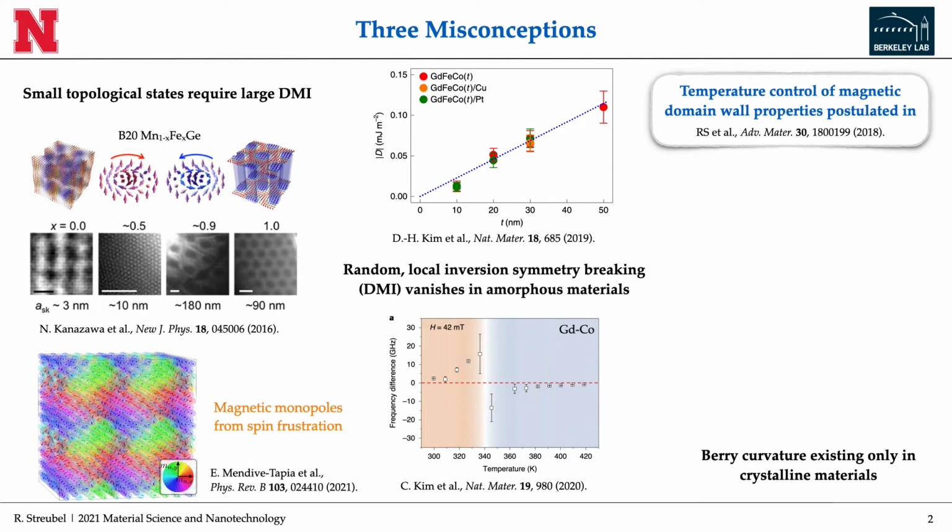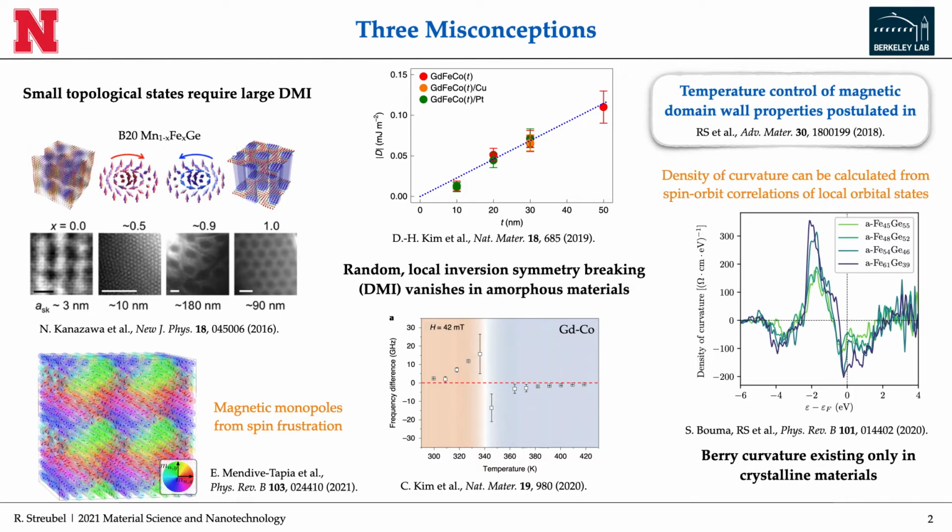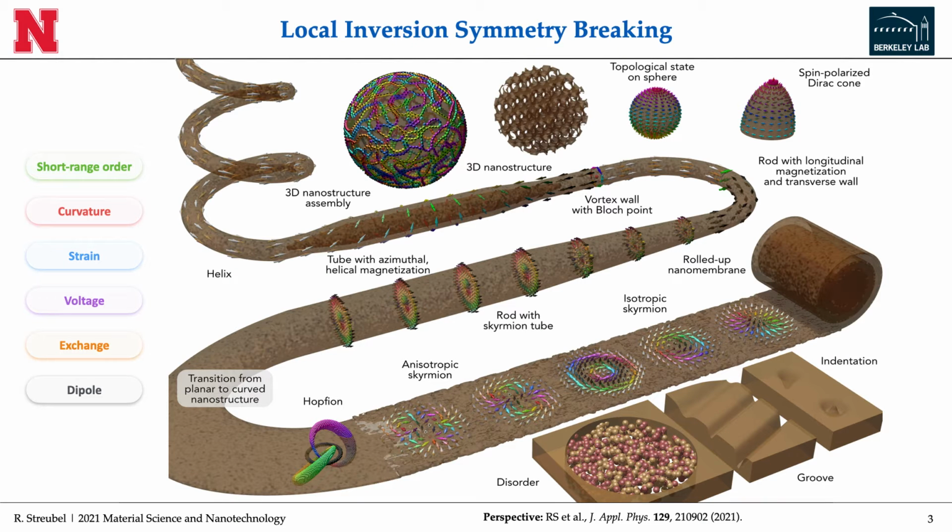The third aspect is that Berry curvature exists only in crystalline materials, as it is directly bound to a band structure, which is not existent in disordered amorphous materials. Well, we showed both experimentally and by ab initio calculations that all that matters is the density of curvature, and this can be calculated by the spin-orbit correlations of local orbital states, meaning that short-range order is all that matters. This raises a very interesting question about harnessing local inversion symmetry breaking for topological magnetism and spin-orbit coupled materials.